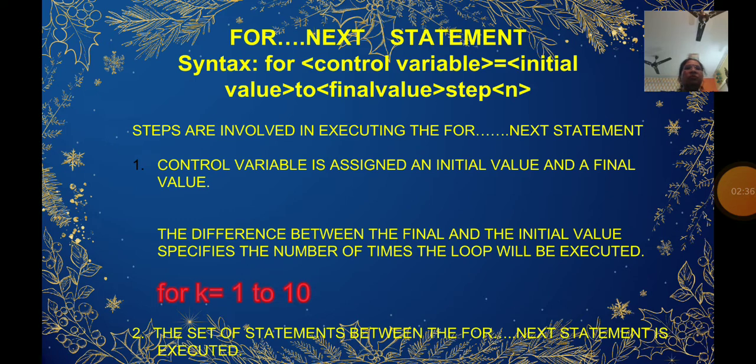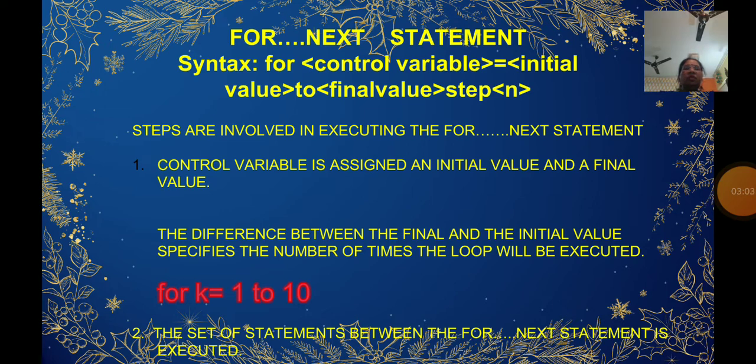Yes children, what do you mean by control variable? The counter is a variable that keeps track of the number of times a particular instruction or a set of instructions has been executed in a loop. So it is called a control variable. Okay children, so here you can see, what is the counter variable here? What is the control variable here?